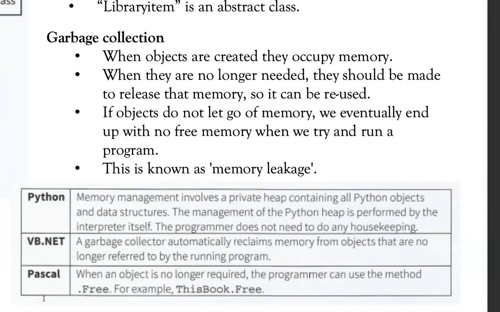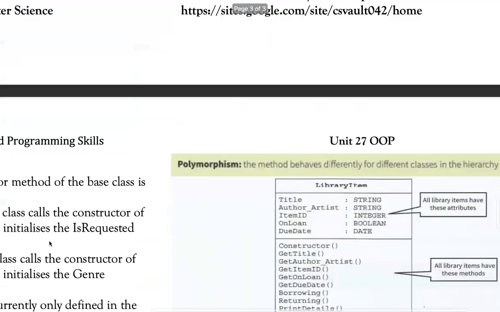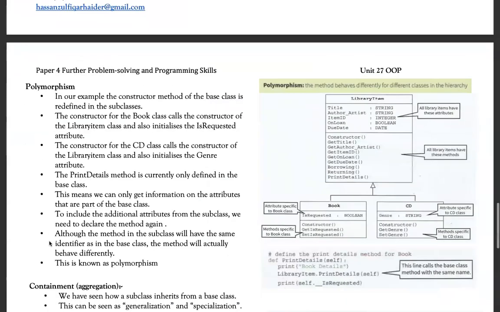In languages such as Pascal, you have to remove the objects that are no longer required yourself. The way you do that is, for example, you have this object right here, this book. If you no longer need this object, you'll have to call book.free. That way, this object will be removed from the main memory. So apart from Pascal, most modern languages, Python, VB.NET, C#.NET, and Java, take care of garbage collection on their own. Now, since we've covered that, we're going to move on to something known as polymorphism.